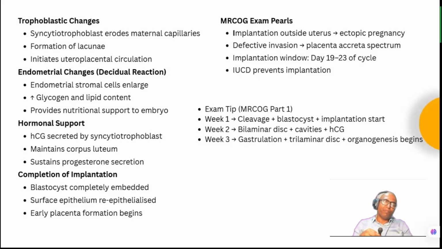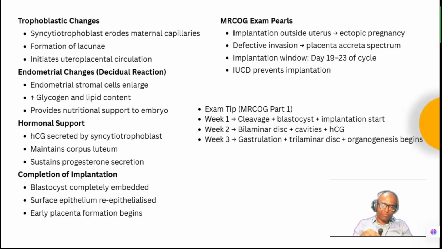Okay, so from the exam point of view, if the implantation happens outside the uterus, it will lead to an ectopic pregnancy. If there is a defect in the invasion, you can get a placenta accreta spectrum. Then the implantation window is around day 19 to day 23 of the cycle. Okay, so remember whether we are discussing with respect to fertilization or in terms of the menstrual cycle. Okay, so the implantation window is around day 19 to day 23 of the menstrual cycle as such. Okay, then an IUCD will prevent the implantation.